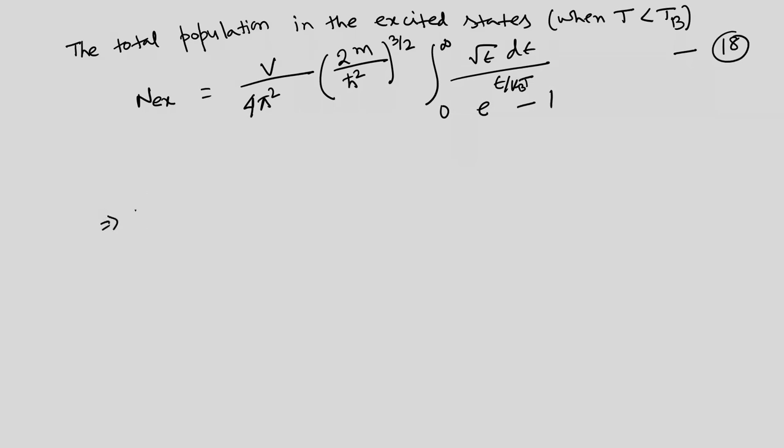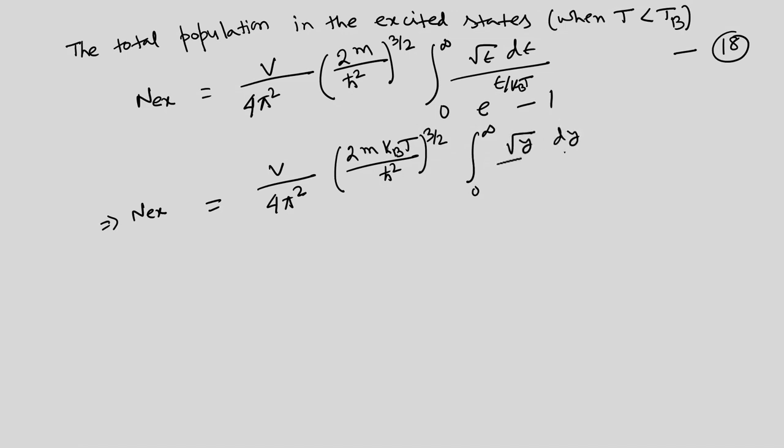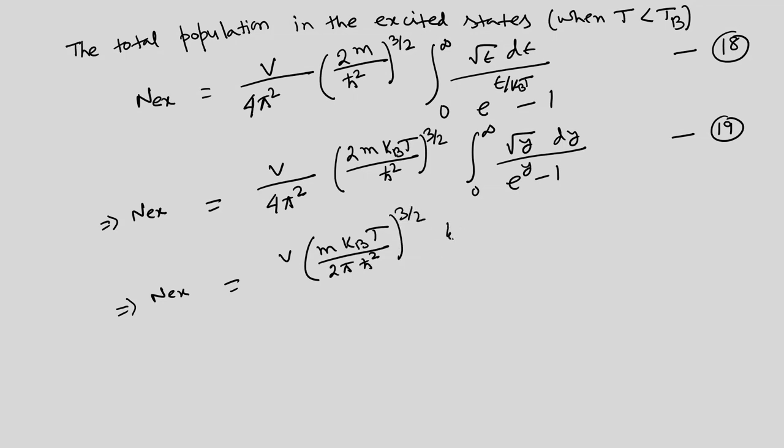So, we can further proceed like n_x is V by 4 pi square times twice m k_B T by h cross square to the 3 by 2, and integral 0 to infinity root over y dy by e to the y minus 1. And suppose this is our equation number 19. So, we get n_x is V times m k_B T by twice pi h cross square to the 3 by 2 times zeta 3 by 2. And so this is equation number 20.